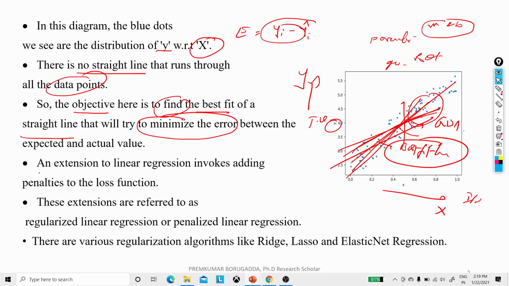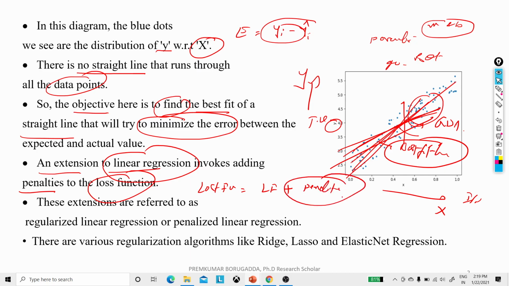Now, an extension of linear regression. In my previous lecture I already explained linear regression clearly. As an extension of linear regression, we can add penalties to the loss function. For this loss function we can add some kind of penalty, which is either an L1 penalty or an L2 penalty.